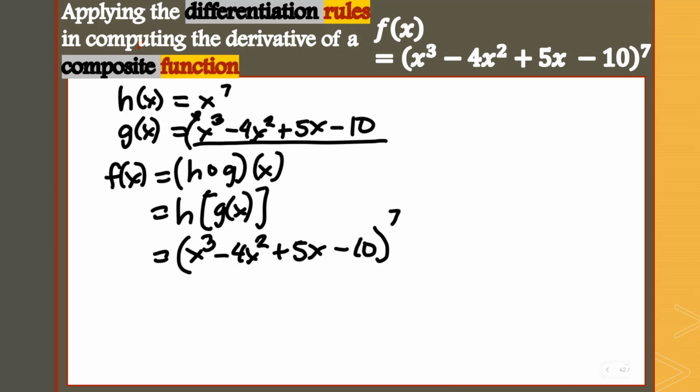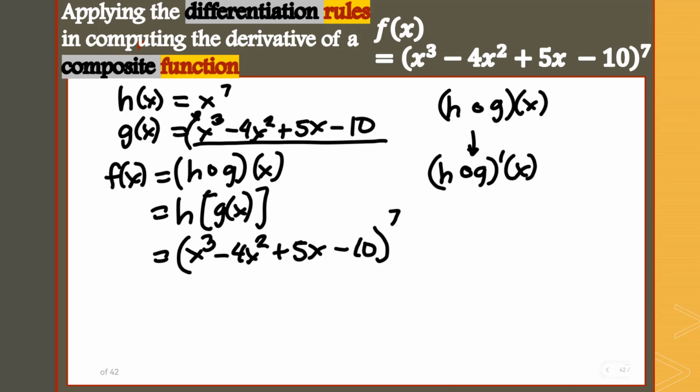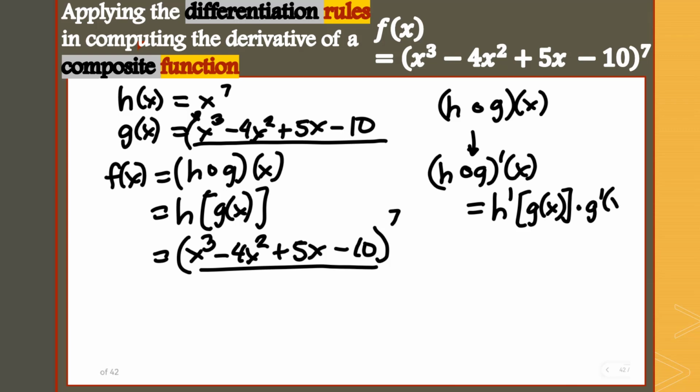Hence, we are going to use here the chain rule, which is the rule in differentiating a composite function. For h of g of x, its derivative, h of g prime of x, follows this formula for the chain rule. You take the derivative of the entire expression, treating this as one entity, probably using the rule of differentiating a power, and then times the derivative of this expression inside. And this is actually what is equal to f prime, as the given here is expressed in terms of f of x.